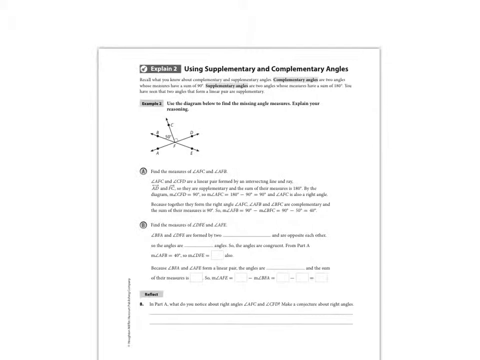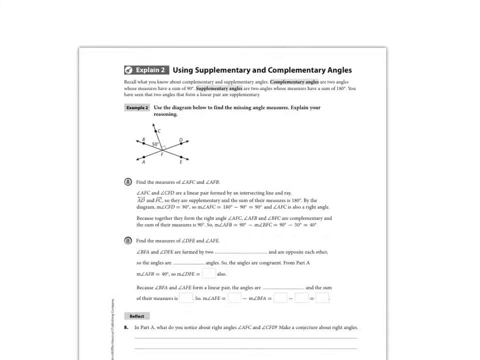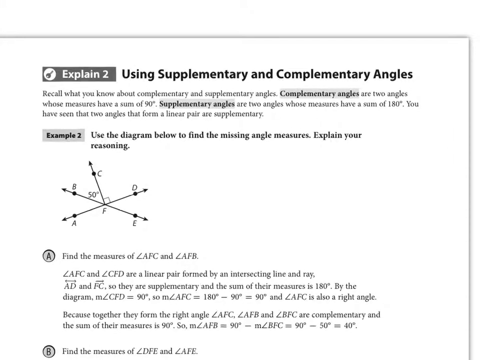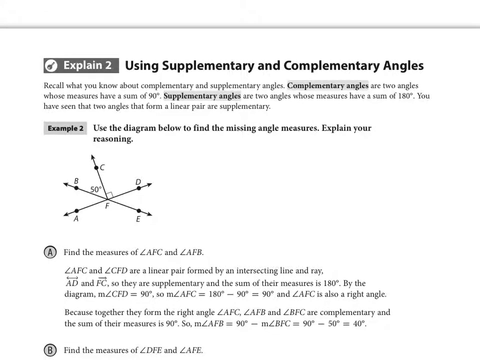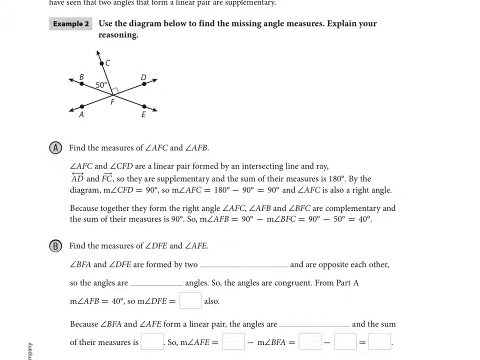Supplementary and complementary angles are defined here. It's weird that they define the supplementary here because they used the term supplementary back when you first saw linear pairs. But it's a good reminder that supplementary angles add up to 180, complementary adds up to 90. And complementary means that pretty much they make up a right angle.